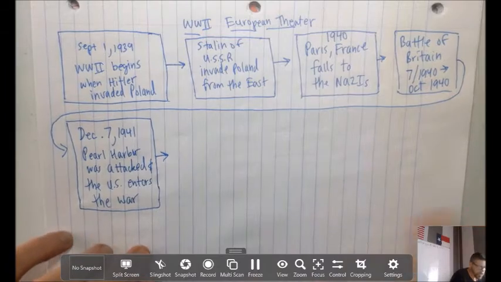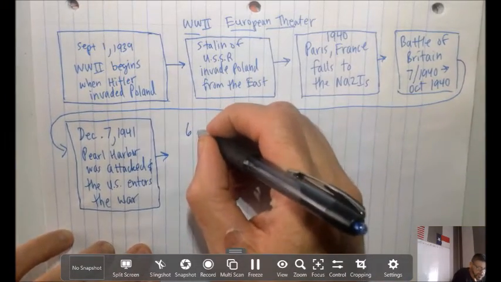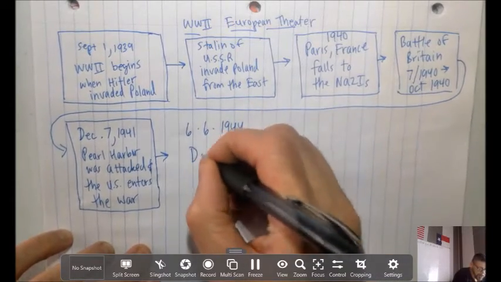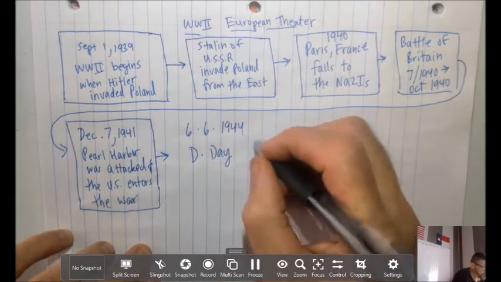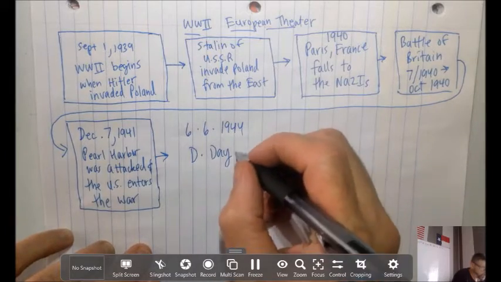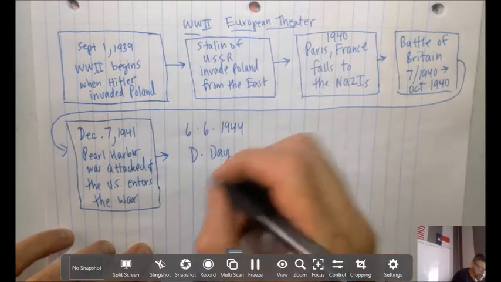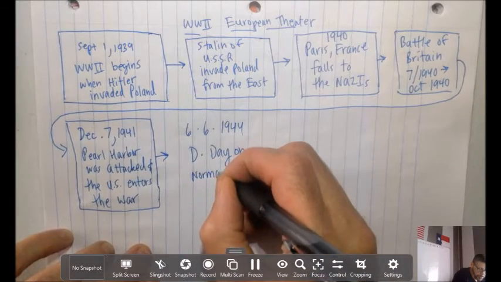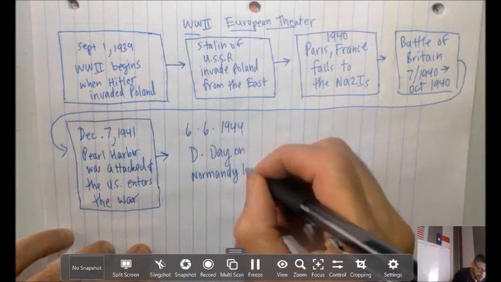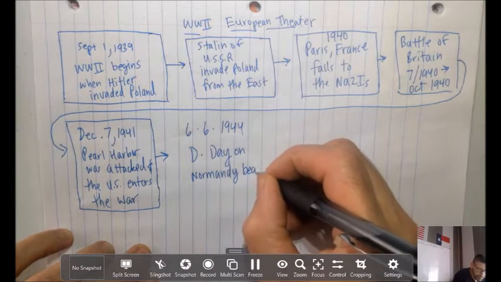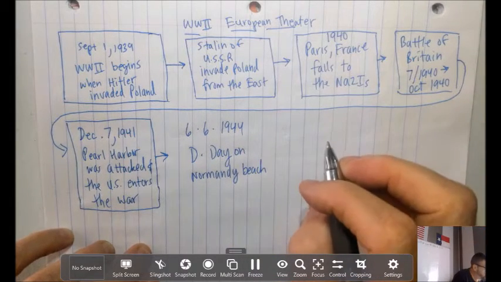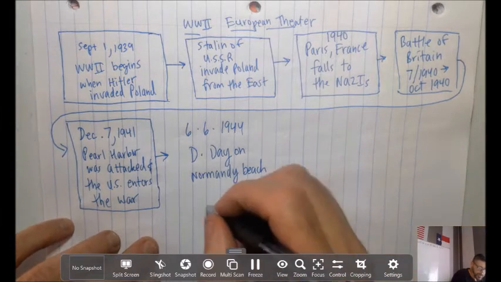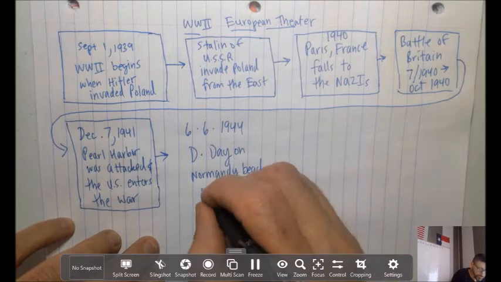Okay? And then June 6th, 1944 is D-Day. And D-Day was on Normandy Beach. All right, and that's the turning point on the Western Front.